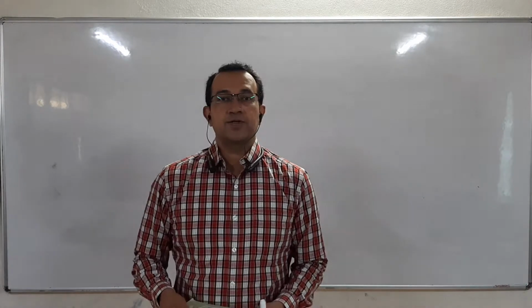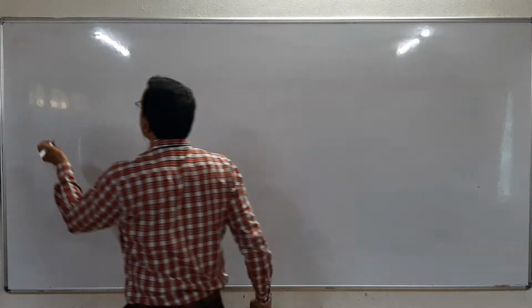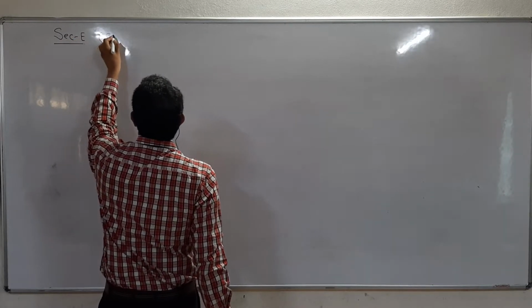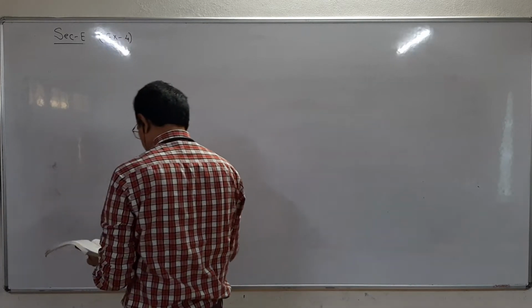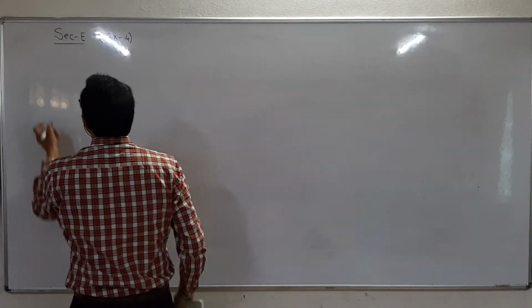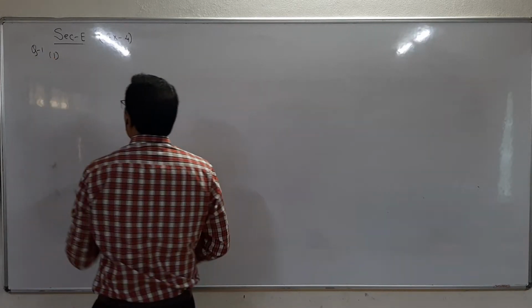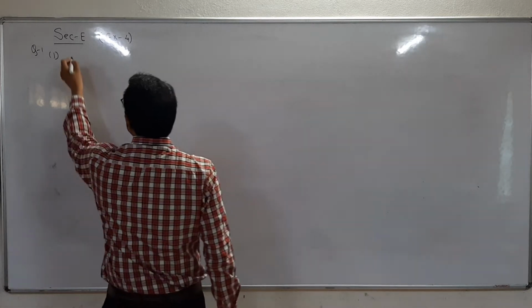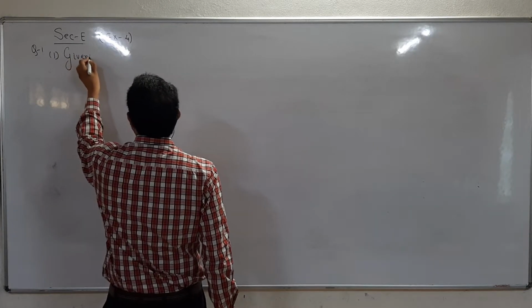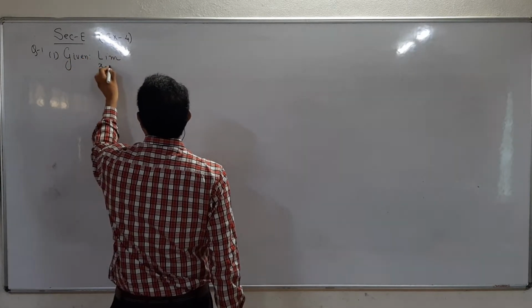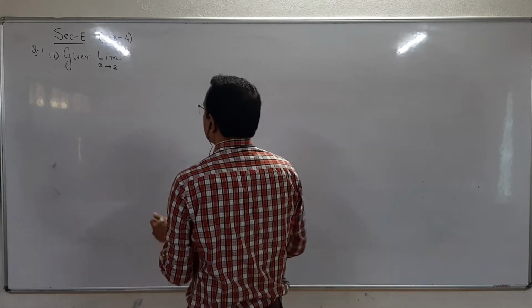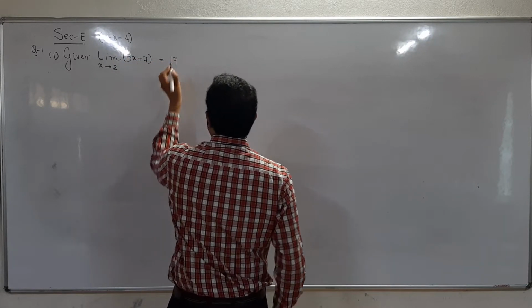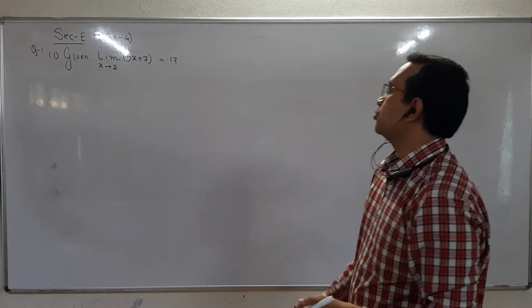Today, we are going to start section E of exercise 4 and continue with the tabular method. Section E, exercise 4. Main question 1, part 1. The given function is y is equal to f(x) is equal to 5x plus 7. We have to check that the limit as x tends to 2 of 5x plus 7 is equal to 17. That's what we have to prove.